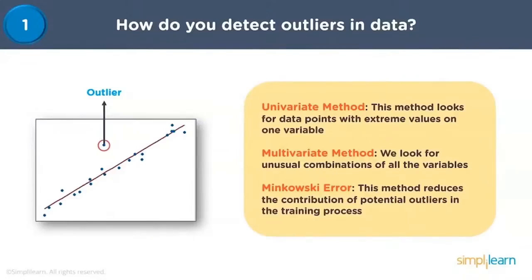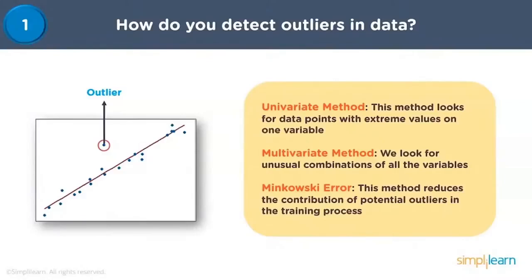First, we have the univariate method. It is one of the simplest methods for detecting outliers. The univariate method uses box plots. A box plot is a graphical display for describing the distributions of the data. Box plots use the median and the lower and upper quartiles. This method looks for data points with extreme values on one variable.